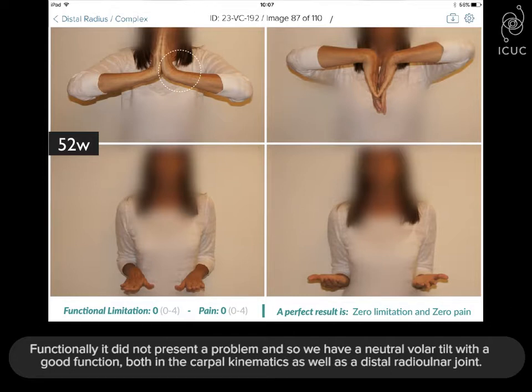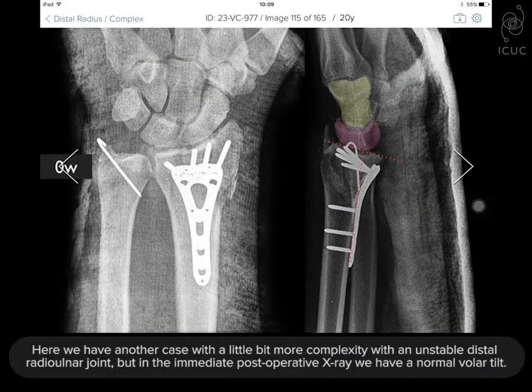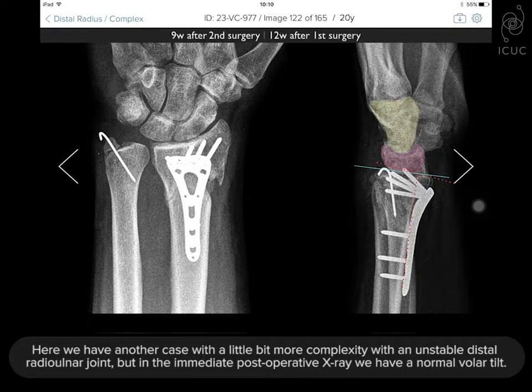But the fact is that we have a change. Functionally, this did not present a problem, and so we have a neutral volar tilt with a good function both in the carpal kinematics as well as the distal radioulnar joint. Here we have another case with a little bit more complexity with an unstable distal radioulnar joint, but in the immediate postoperative x-ray, we have a normal volar tilt.